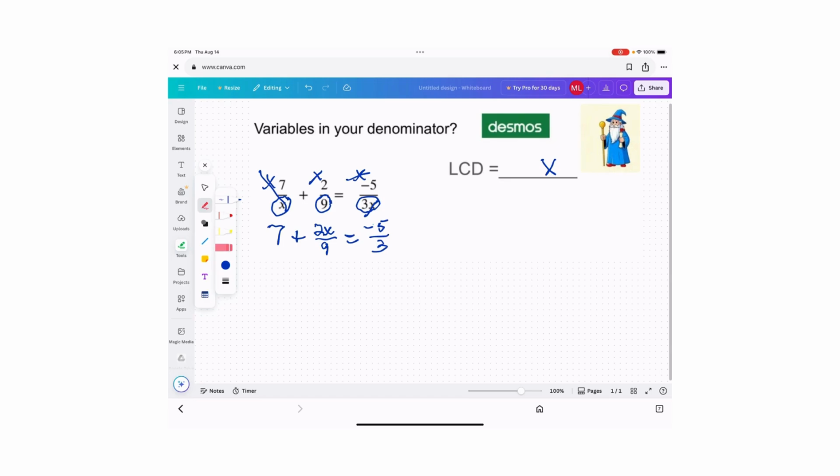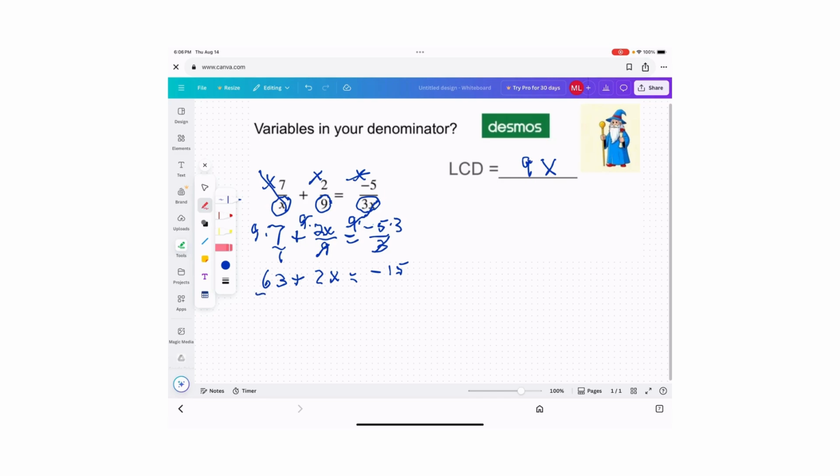Then it's a pretty simple matter to go back to Desmos, or you might just know the LCD of 9 and 3, the LCM, is 9. Desmos would give me that. So now I'm going to multiply every term by 9. Again, 9 times 7, this is 7 over 1, is just 63. The 9s will cancel out here. I'll be left with 2x. And 9 divided by 3 is 3. So I'm left with equals negative 15.